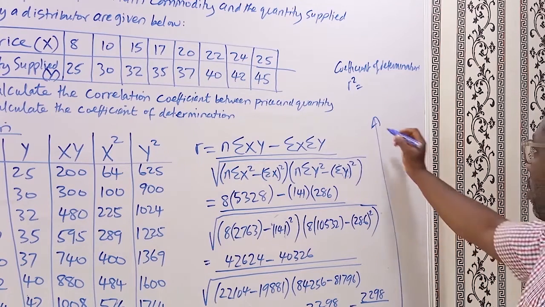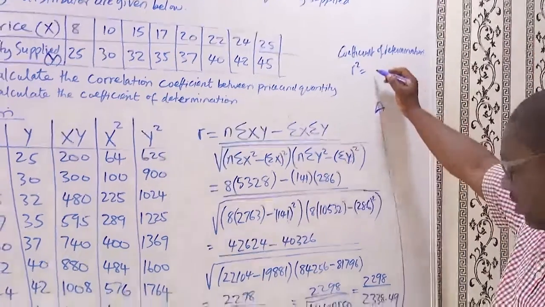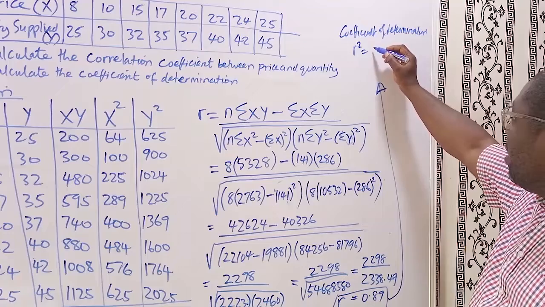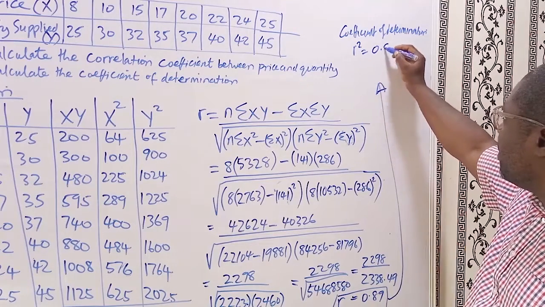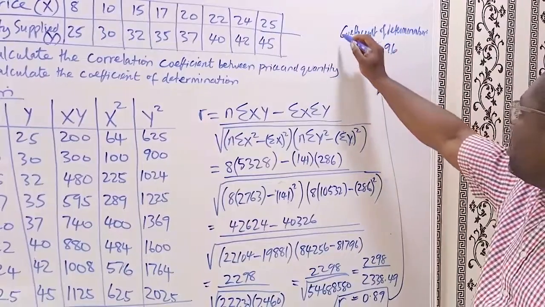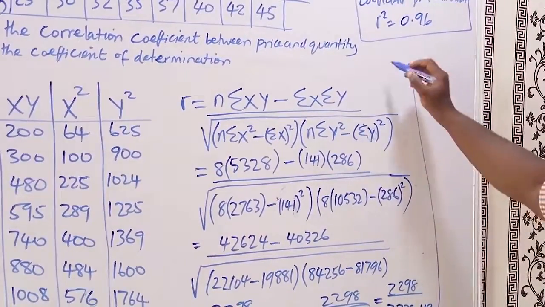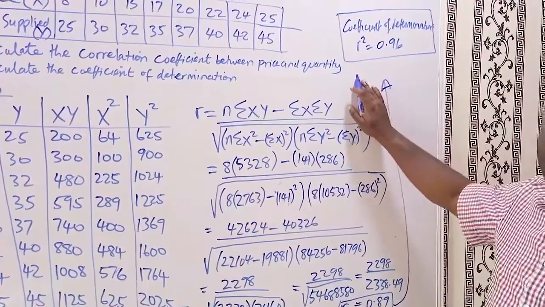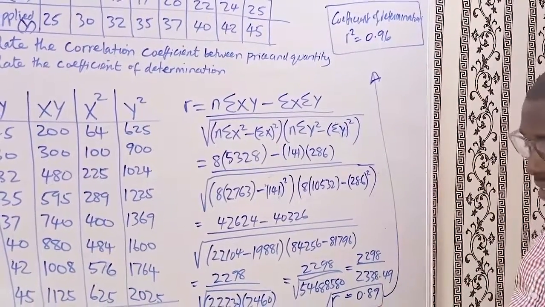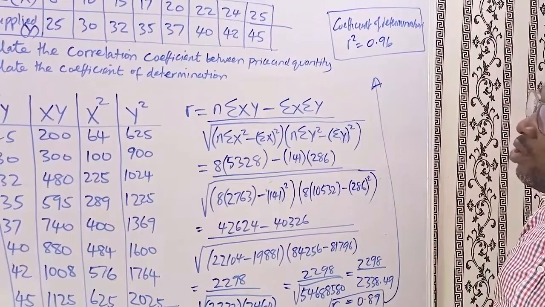So when you remove all the other things, the square of this will give us 0.96. The square of R will give us 0.96. So whenever you have the R value, you just find the square of R. So this is the solution to this question on correlation coefficient.